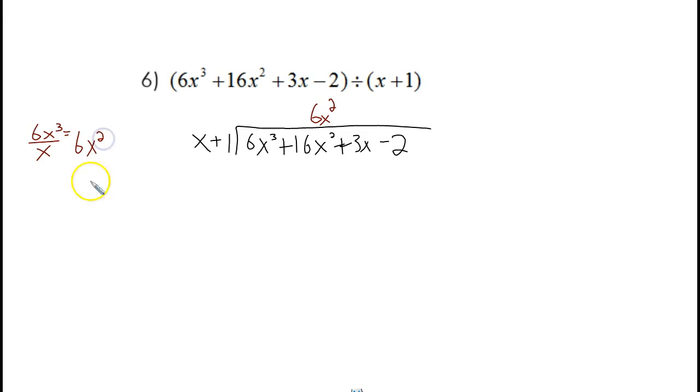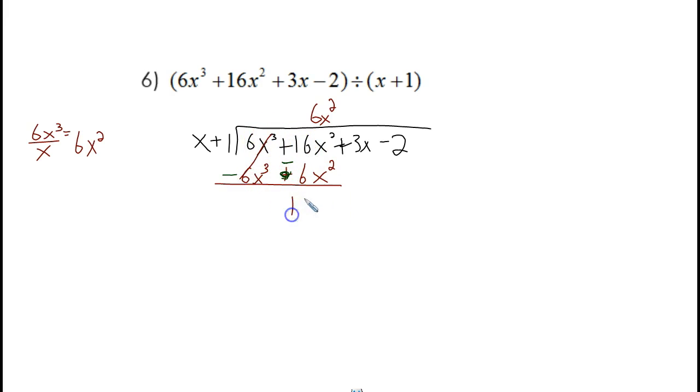If you're just kind of learning how to do this, you might want to do this every time. 6x squared times x is 6x to the third. 6x squared times 1 is plus 6x squared. Now I subtract. Minus 6x to the third, and this is going to change to minus 6x squared, because I changed both signs to subtract them.